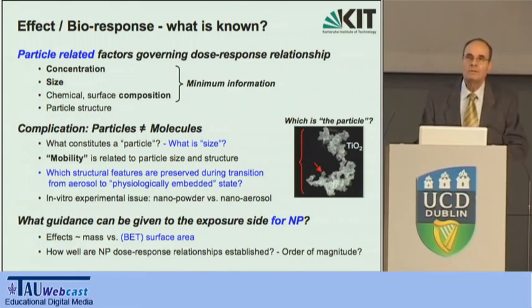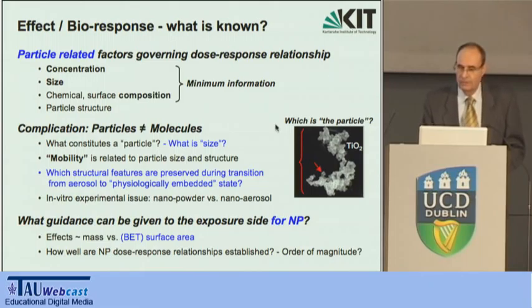Molecular species are very easy to deal with in terms of any kind of dose-effect relationship, because all you have to do and all you need to know is their concentration in the fluid, assuming it's uniformly distributed inside. Particles are not that simple. What constitutes a particle? What is size, therefore?